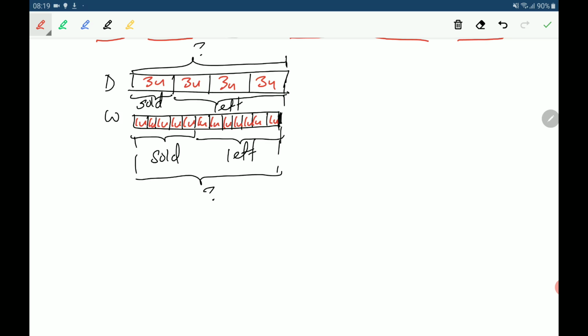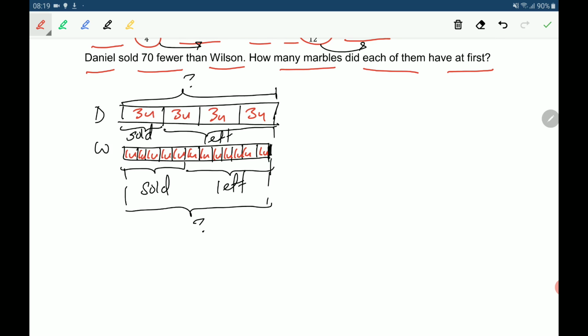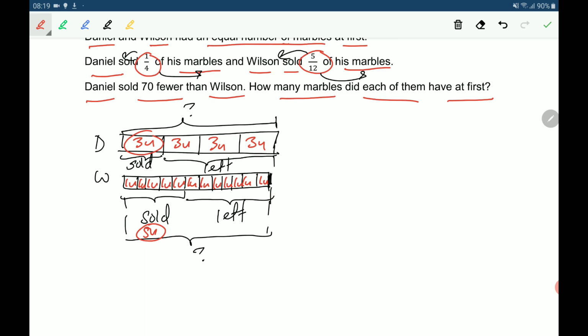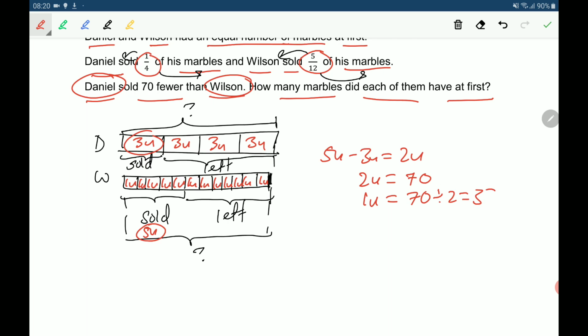Okay, now I can compare. I can see how many units Wilson has sold, which is 5 units, and Daniel has sold 3 units. Then I can see that there's the number that I couldn't put inside, which is 70 fewer. So how to relate to the model? You compare Daniel and Wilson. So Daniel has sold how many units fewer? 5 units minus 3 units. Daniel has sold 2 units fewer. So 2 units fewer is also equal to 70 fewer. So your 1 unit will be 70 divided by 2, that will be 35.